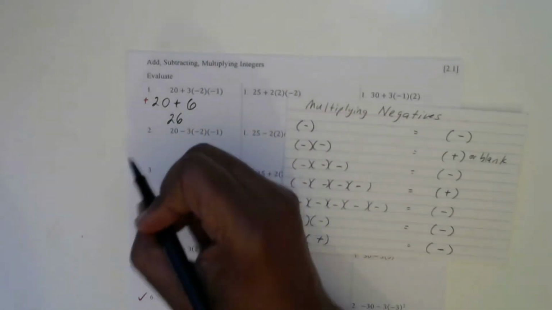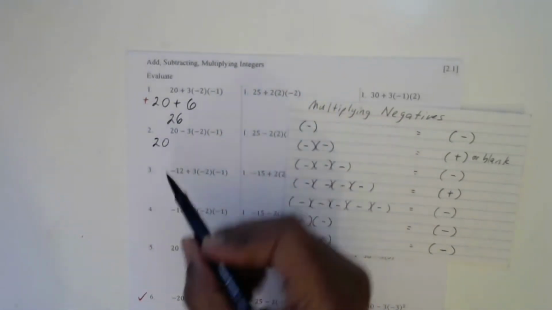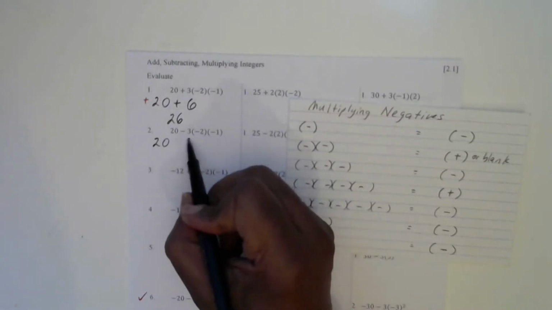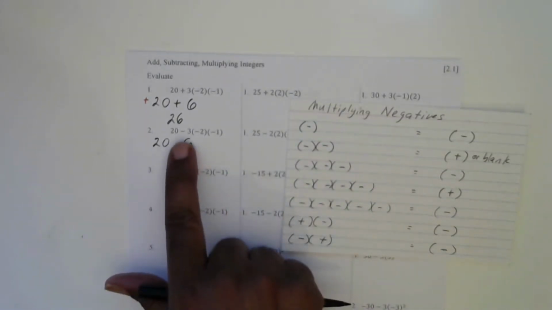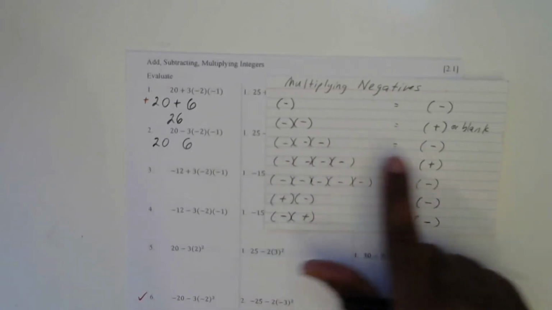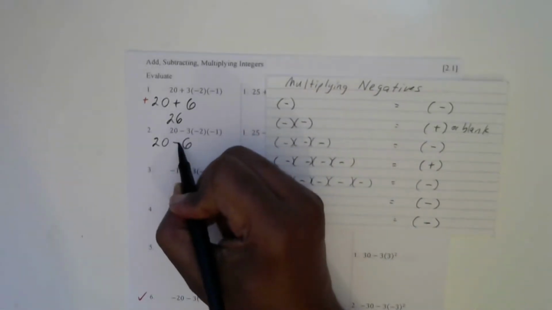Next, we have a 20. And we're multiplying the 3 times the 2 times the 1, which is 3 times 2 is 6, and 6 times 1 is 6. Now, this time we have a total of 1, 2, 3 negatives. Well, 3 negatives when multiplied will give you a negative. So this will be a negative 6.